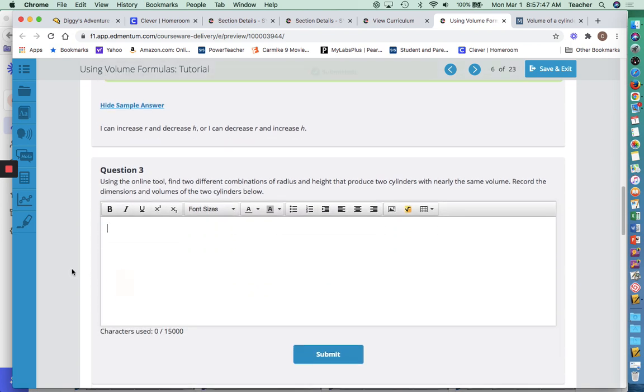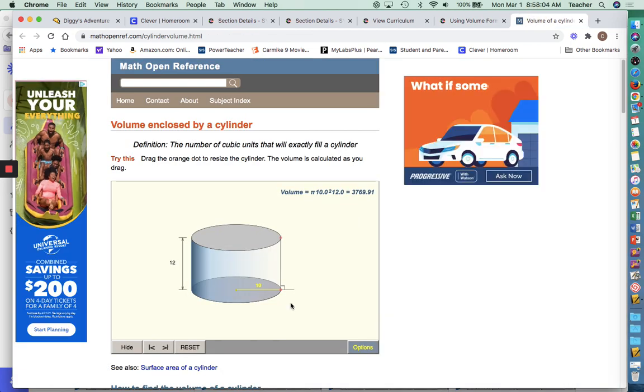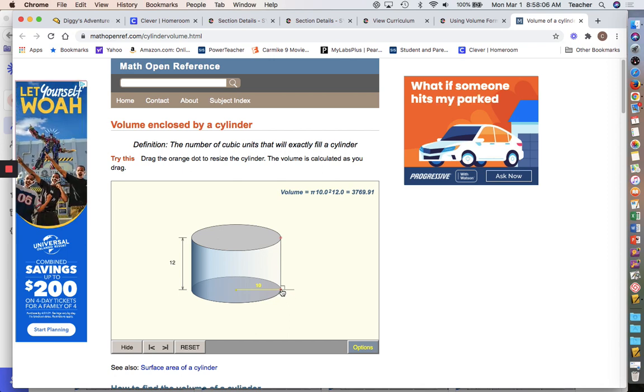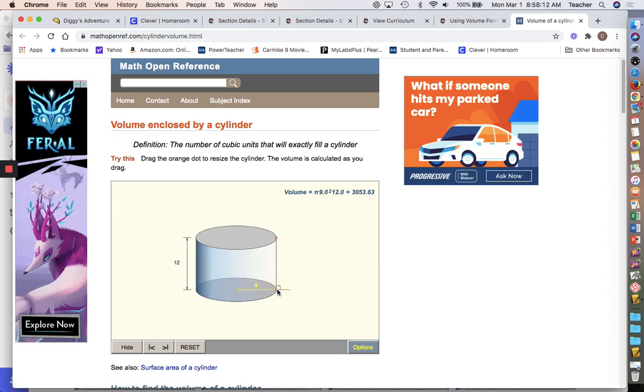All right, question 3. Using the online tool, find 2 different combinations of radius and height that produce 2 cylinders with nearly the same volume. Record the dimensions and volumes of the 2 cylinders below. Okay, so let's see. Let's make this a radius of 9. And let's make this a height of 8.